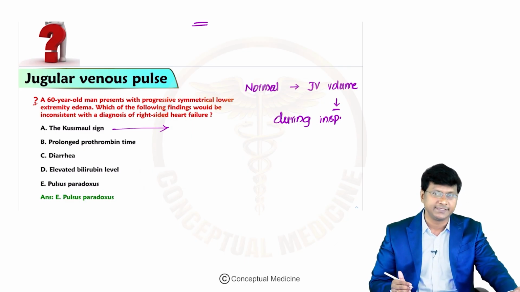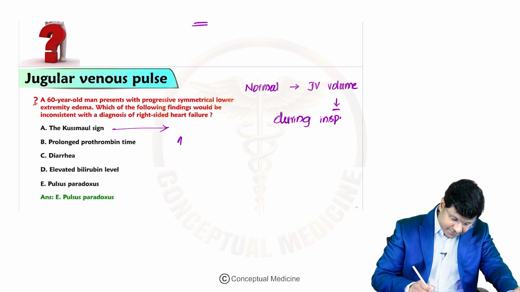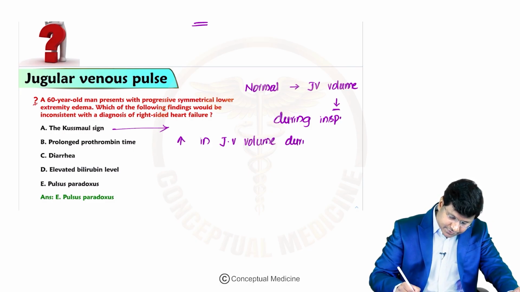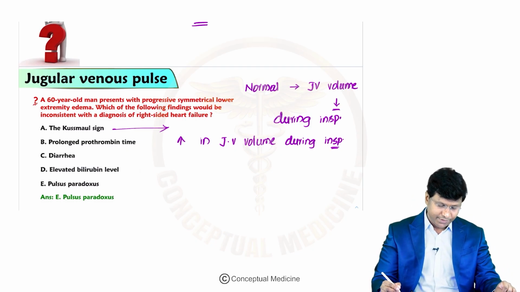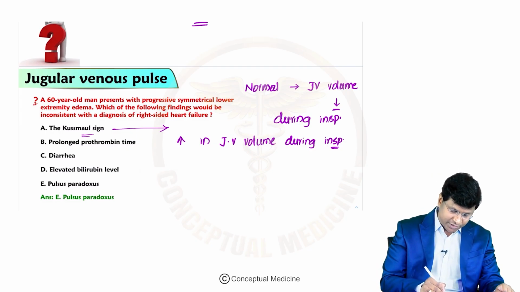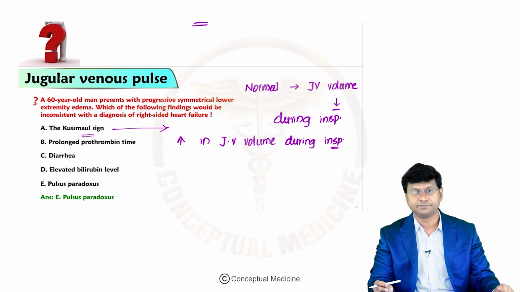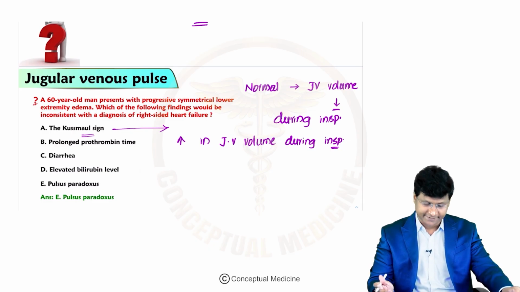But what is Kussmaul sign then? Kussmaul sign is an increase in jugular venous volume during inspiration. That is what is called the Kussmaul sign.